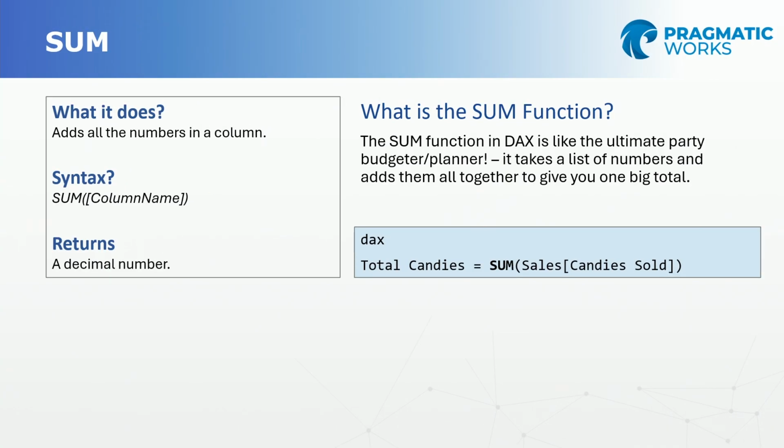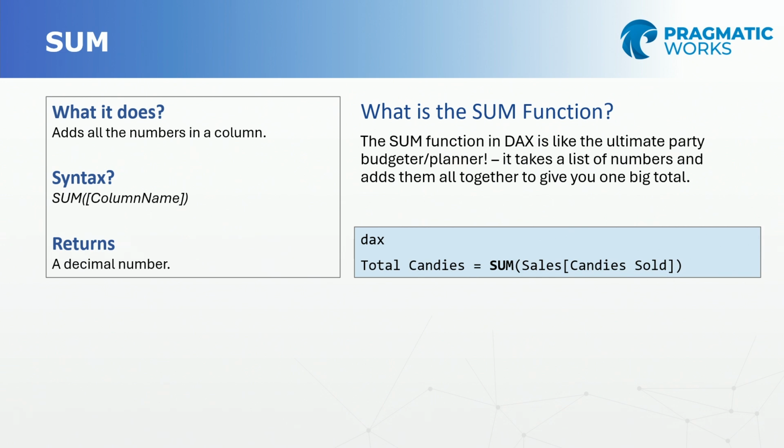The sum function is basically the ultimate party budgeter or planner. It takes a list of numbers and adds them all together to give you one big total. So ultimately, what it's going to do is add all the numbers in a column. The syntax will be the sum function followed by the particular column that you want to add all the numbers in. The return can be potentially a decimal number.